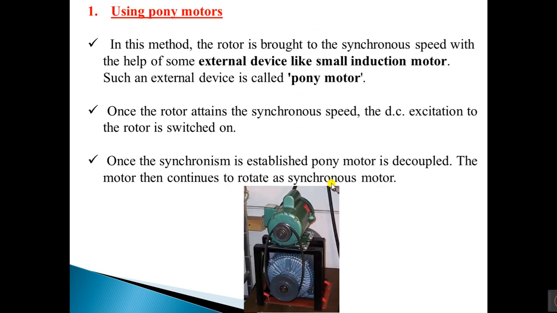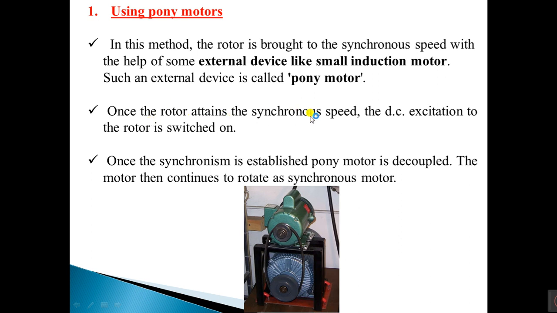First one, pony motor. See here, this is a synchronous motor. A small motor is connected with the synchronous motor to start it. In this method, the rotor is brought to synchronous speed with the help of some external device like a small induction motor. Such an external device is called a pony motor.